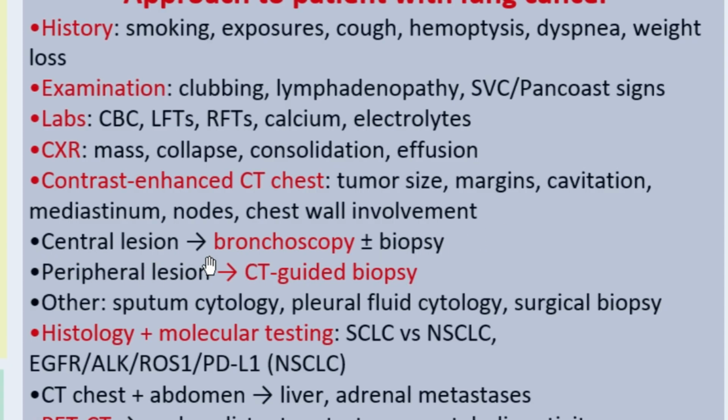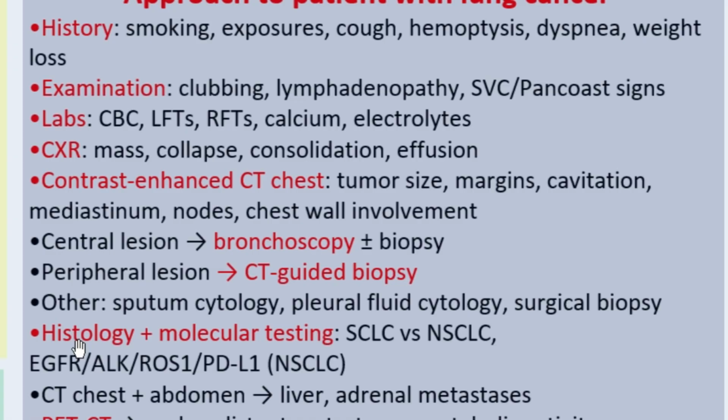Then we have a central lesion. When you have a central lesion on CT, you can do a bronchoscopy, and when we do the bronchoscopy, we go ahead and do the biopsy. If you have a peripheral lesion, of course, you may not be able to reach it through a bronchoscopy, so we can do a CT-guided biopsy. Others can do sputum cytology, pleural fluid cytology, and surgical biopsy. Then we do the histology and the molecular testing.